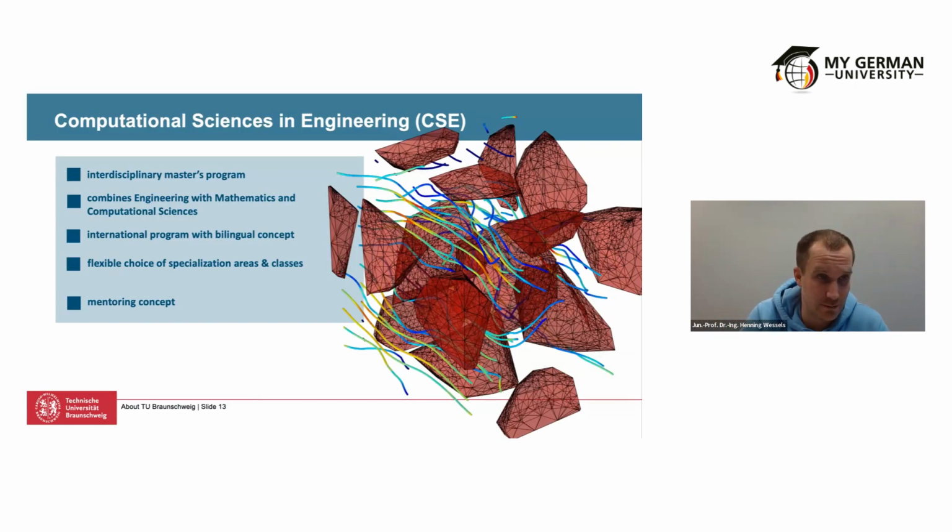So a very important fact is that it's a very interdisciplinary master's program. We are combining engineering with mathematics and computational sciences. And we follow a bilingual concept. That means the courses are generally offered in English, but we expect that you learn German also during your studies. And this really helps you to find a job later here in the region or here in Germany, because unfortunately, this is still very important.